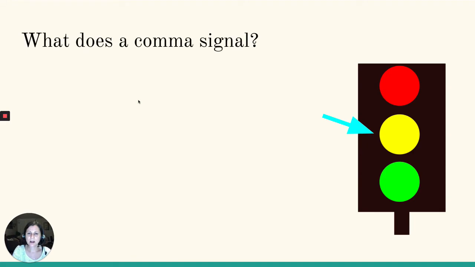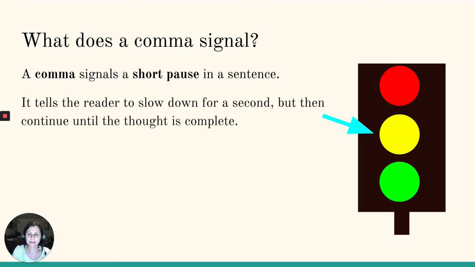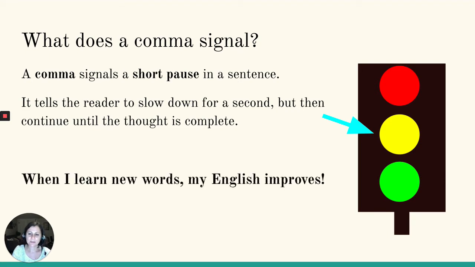What does a comma signal? A comma signals a short pause in a sentence. It tells the reader to slow down for a second, but then continue until the thought is complete. When I learn new words, my English improves. Did you hear that short pause? It was just for 1 second.